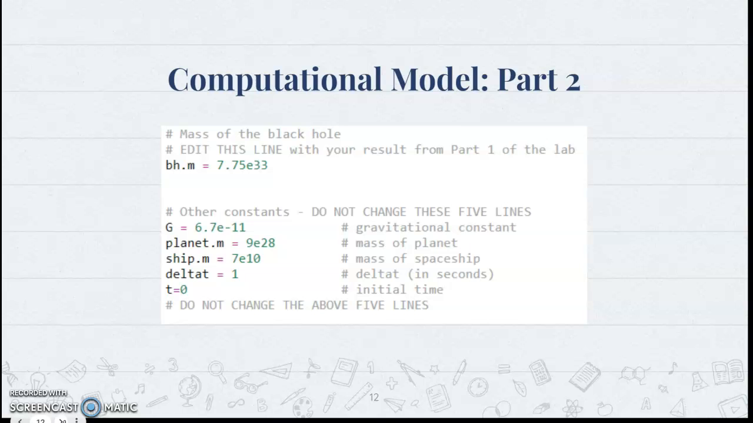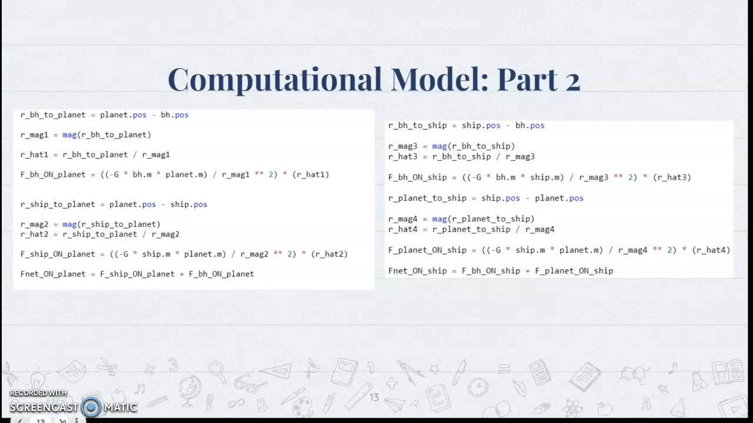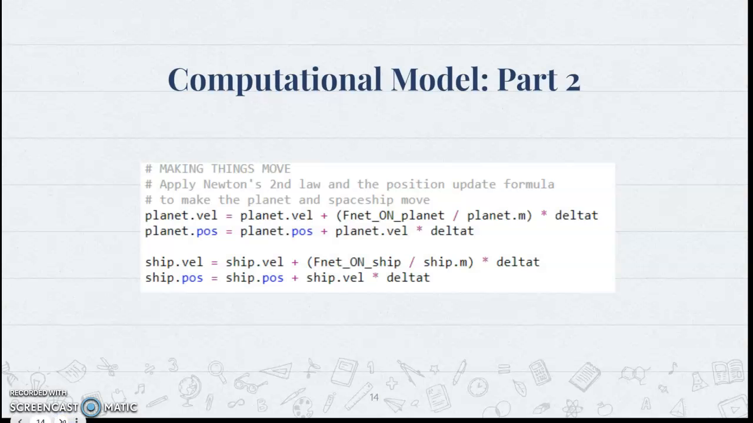I inputted the black hole's mass from the first model into our new code and kept the constants we already knew. To be able to accurately predict the velocity, it is necessary that we account for all net forces, which is what is being done here. We calculated the net force of black hole on the planet, ship on the planet, black hole on the ship, and planet on the ship. We then applied Newton's second law and used the velocity and position update formulas to determine the velocity needed.